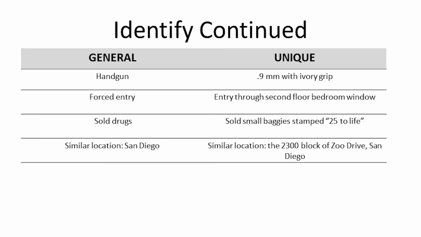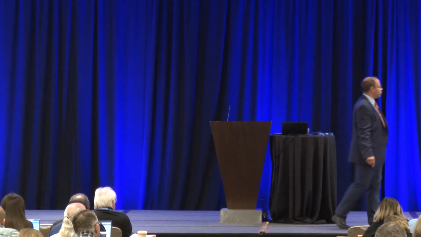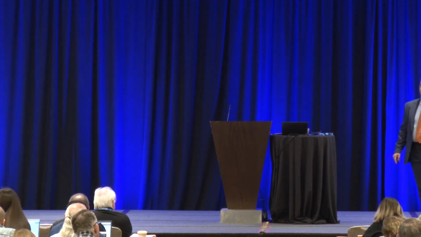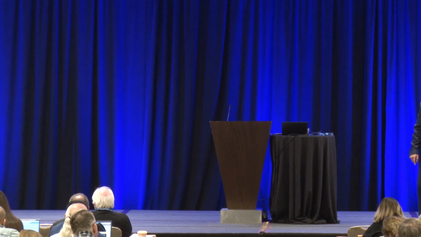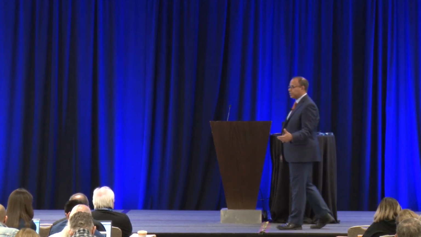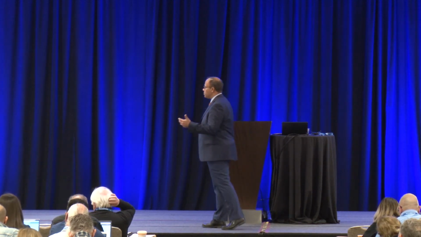Similar location. Well, he committed both crimes in San Diego. Of course, he lives in San Diego, right? Okay. Similar location, the 2300 block of Zoo Drive, San Diego, which is the San Diego Zoo. You narrow it down, right? You make the arguments. You can only make these arguments if you do your work. But the idea is this: you're laying out to the judge all the reasons why they are different, why these things should not be probative of identity. We get to motive.